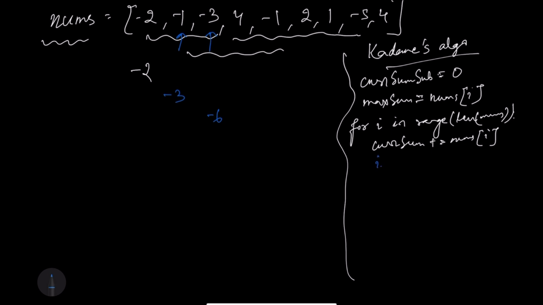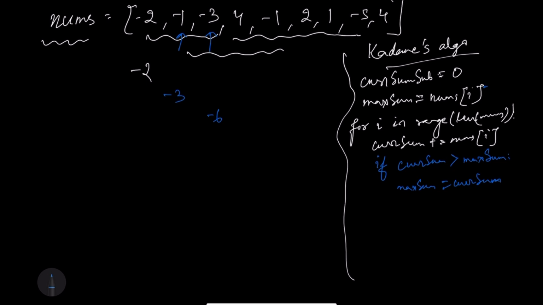After that, we will check if our current sum, whatever we have summed till now, is greater than our maximum sum. If it is greater than the maximum sum, like the first element, then we will just update our max sum to whatever current sum that we have found. So this we will do.